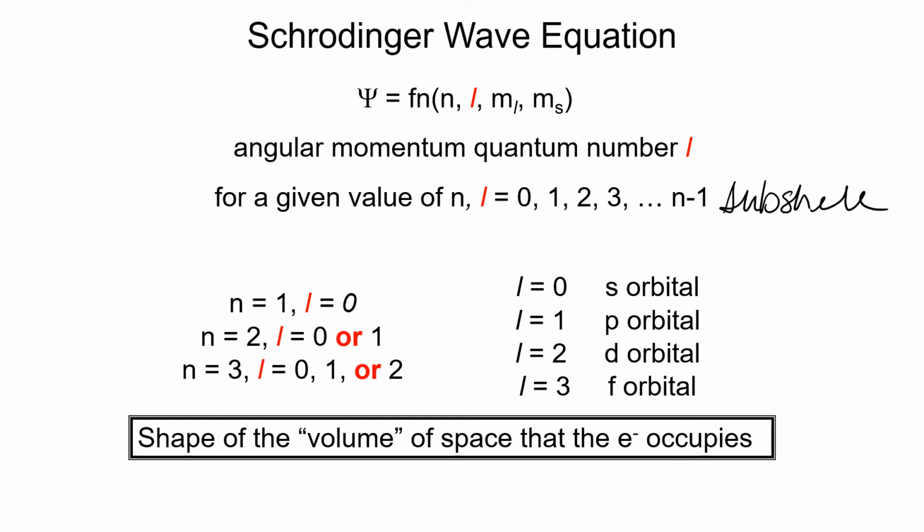If L is 2, we're in a d orbital. And if we went up to n equals 4, the values for L would range from 0 to 3. And when L equals 3, we're in an f orbital. So this secondary quantum number indicates the shape of the orbital, or the geometry of that orbital within the subshell. Orbitals with the same values of n and L are in the same subshell.